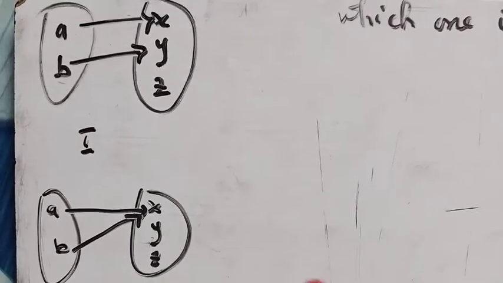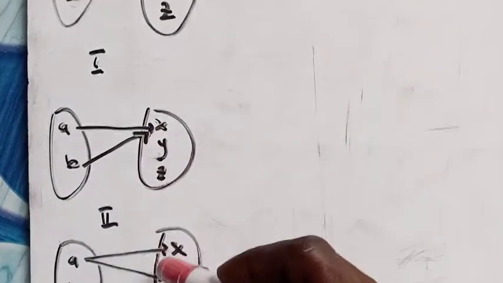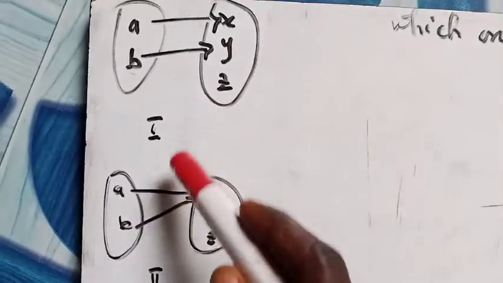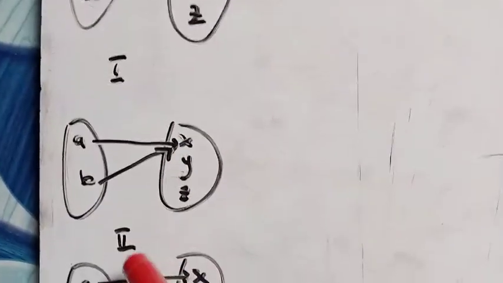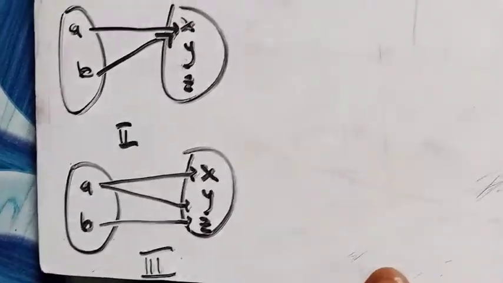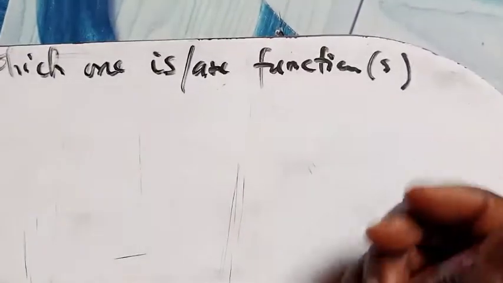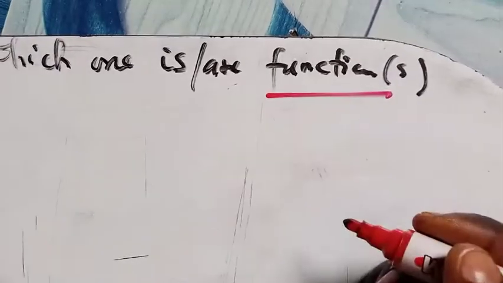In this video, you want to determine which of the following diagrams. So you have three different diagrams here: diagram number one, and then two as well as number three. You want to demonstrate which of the following diagrams is or are a function. So that is the word that we are looking for.